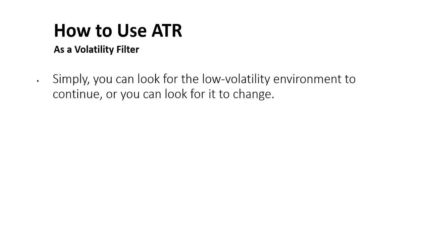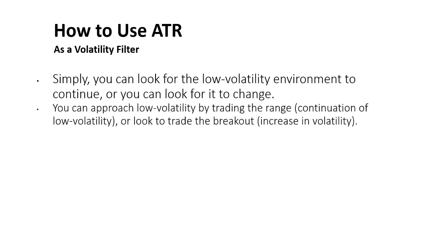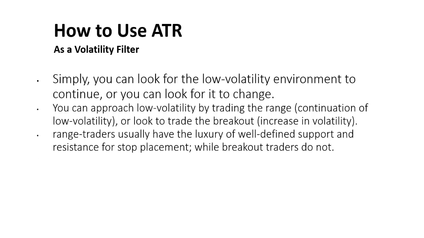As a filter, what you are looking for is a low volatility environment to continue, or you want the low volatility environment to change. So 2 things. If you are looking for it to continue, it means you want to trade in a range. That's your range band trader. If you're looking for the low volatility to stop and for high volatility to start, you are a breakout trader, okay? So you can be in either of the camps, or you can be in both camps.